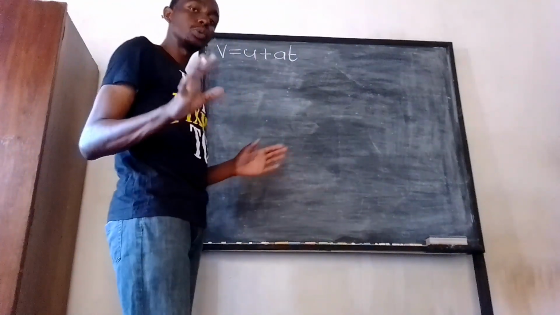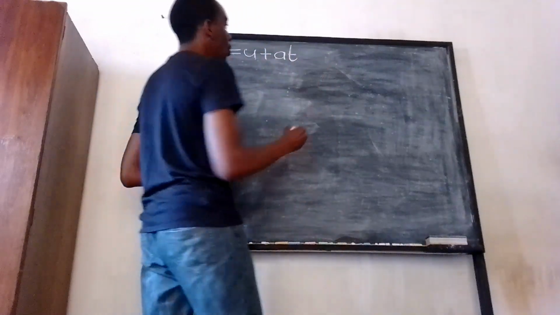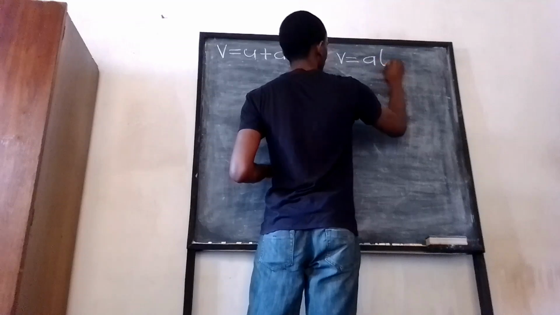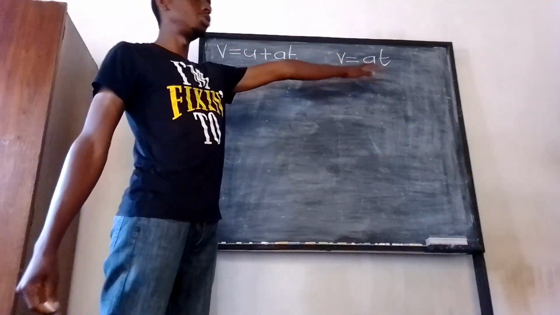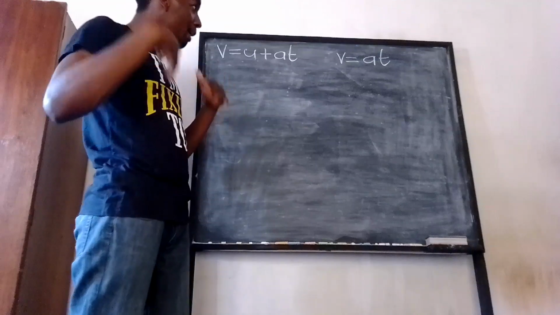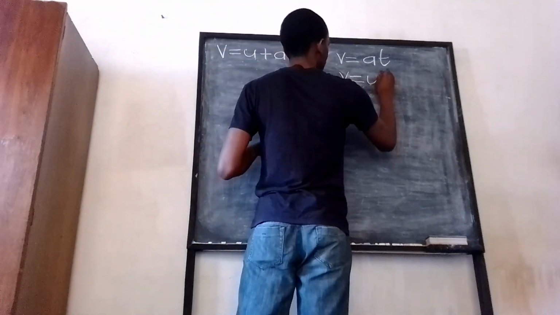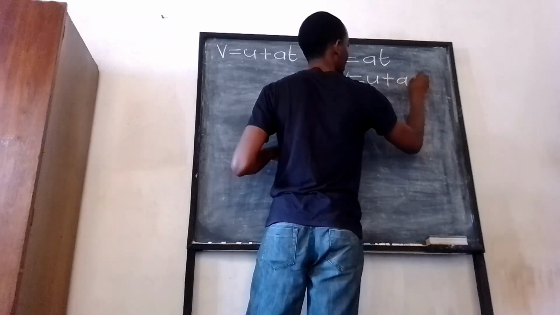Okay, so the first equation we're going to look at, or the first equation we're going to derive, is of this form: v is equal to at. Once you understand how we derive v is equal to at, you'll be better able to understand the derivation of v is equal to u plus at.